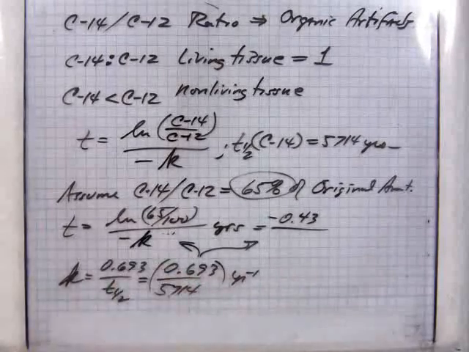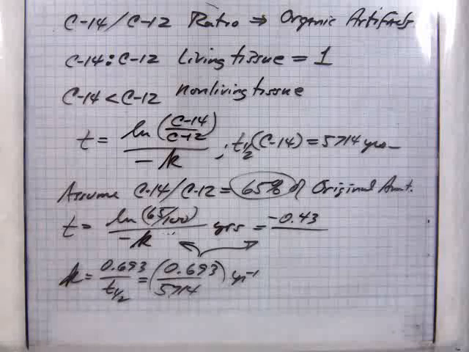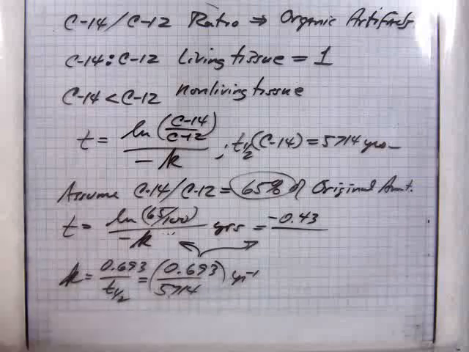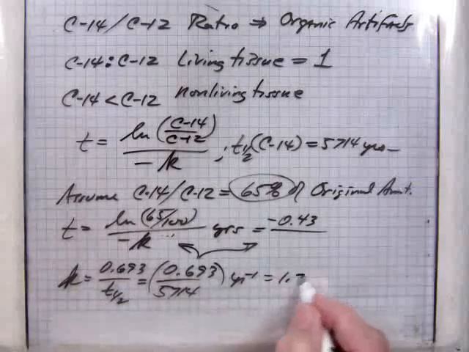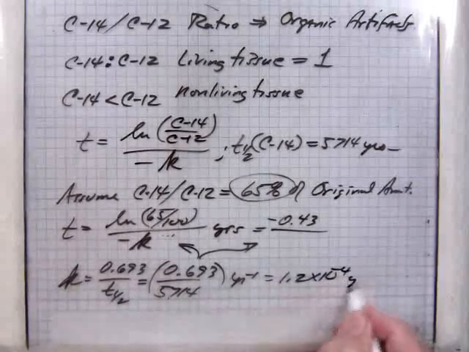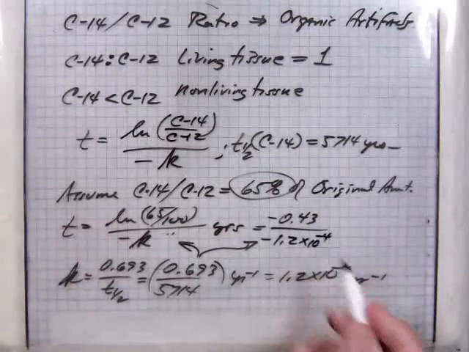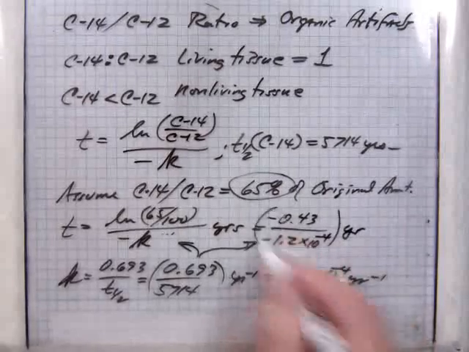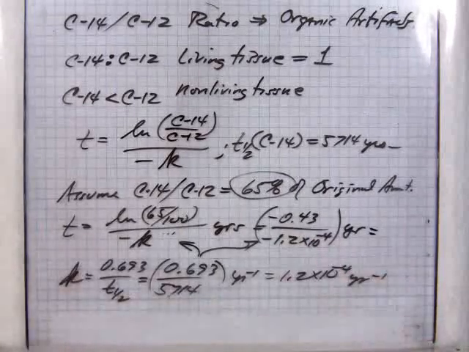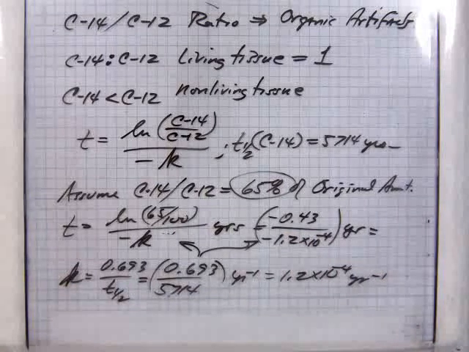There. Hang on. There we go. So that's 1.2 times 10 to the minus 4 years to minus 1, so that's a minus 1.2 times 10 to the minus 4. All this will come out in years. We got right. Times 0.43, and so that's 45 years.